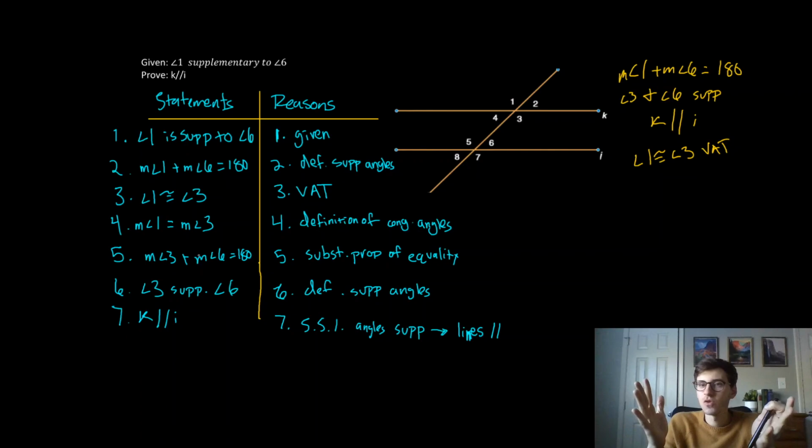Oftentimes in arguments, you'll hear someone using a straw man argument, which just means that you set up the weakest possible approach and then try to tear it down. This is a steel man argument, right? We're trying to set up a steel man that no one could take down and that there's no argument against. So hopefully this, again, helps you see how you can use parallel lines in proofs.